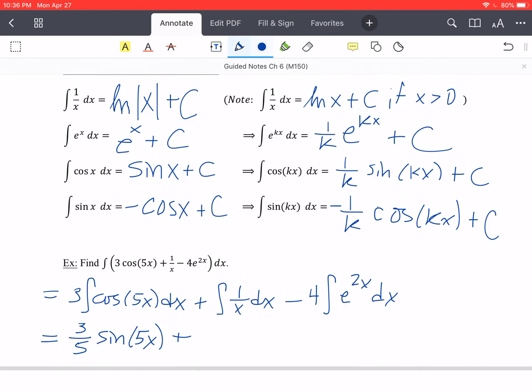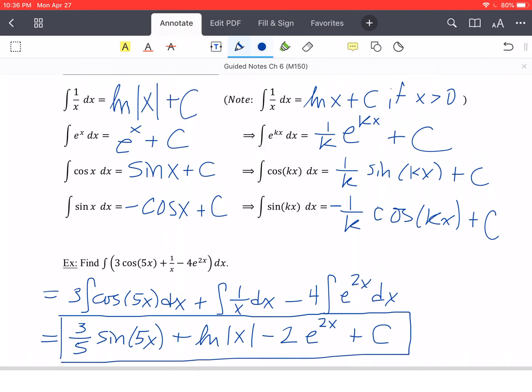The antiderivative of 1 over x, we saw that just up there, is ln of the absolute value of x, and then minus 4 times the antiderivative of e to the 2x, which is 1 over 2 times e to the 2x. So 4 over 2 is just 2, e to the 2x, and then plus c, that arbitrary constant. That gives us our full, pretty lengthy answer. So that's combining those properties.